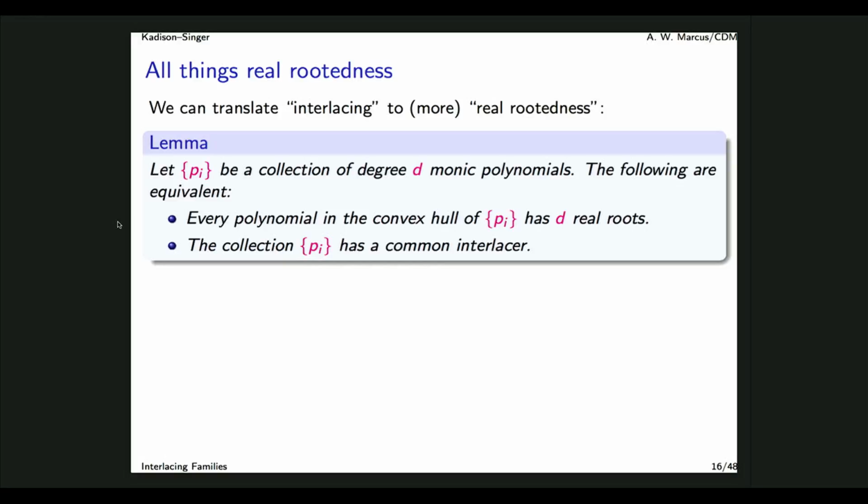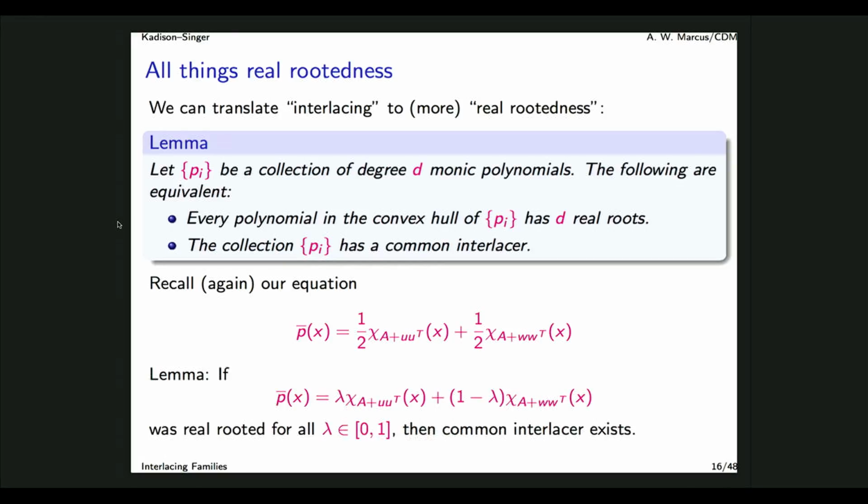Let the collection Pi be a collection of degree D monic polynomials. The following are equivalent. Every polynomial in the convex hull of Pi has D real roots, and the collection Pi has a common interlacer. So we can get rid of this common interlacing condition and replace it with understanding when these polynomials have real roots in this convex hull. And if you remember, our P average is 1/2 of this plus 1/2 of that. What the lemma says is if we replace this 1/2 and 1/2 with lambda and 1 minus lambda, then we would get our common interlacer.